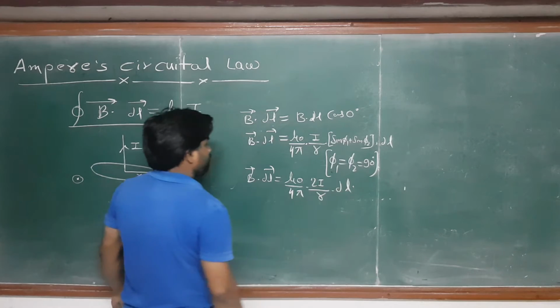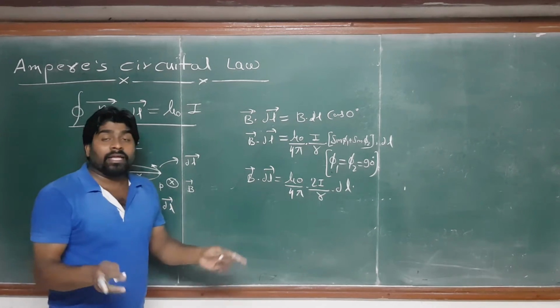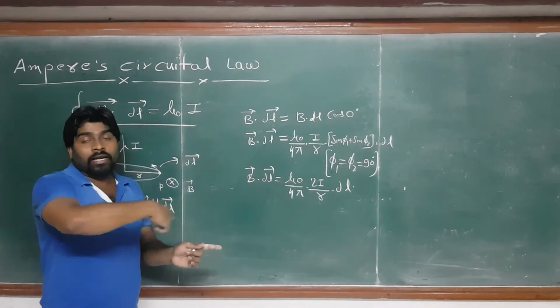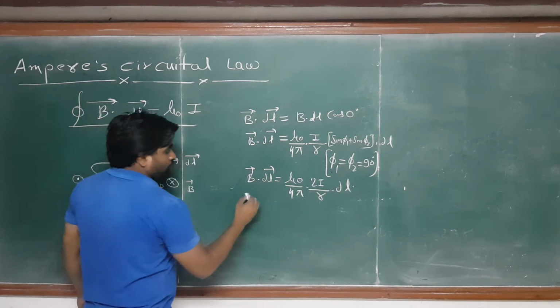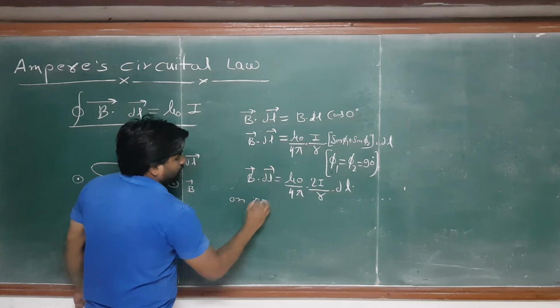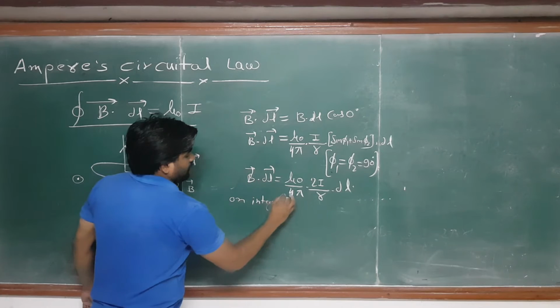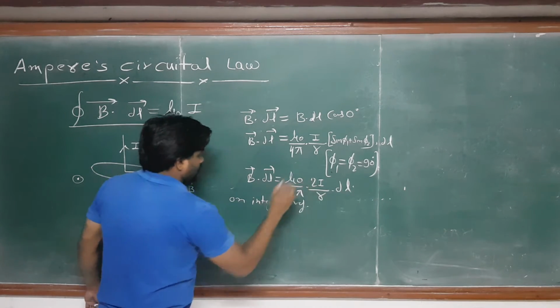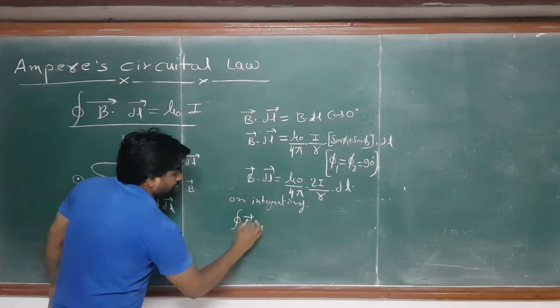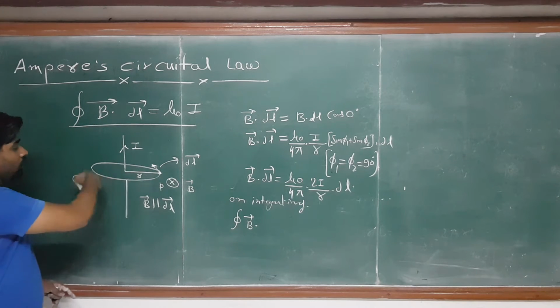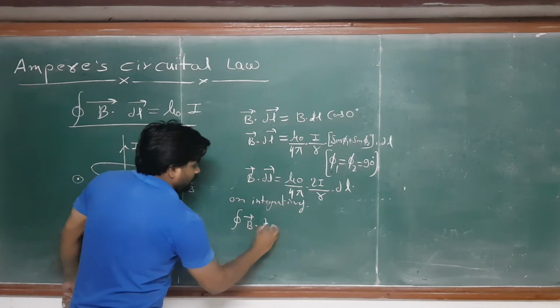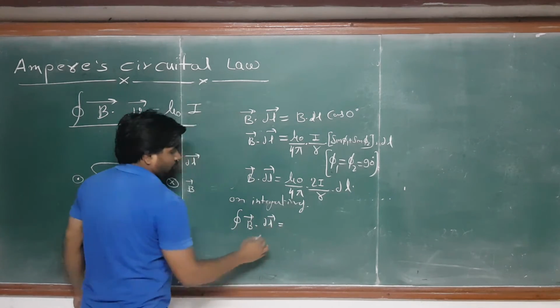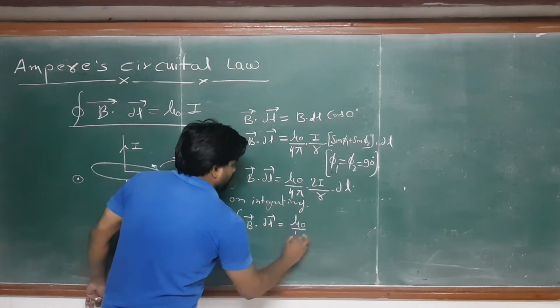And if you want to calculate the entire magnetic field, I have to integrate it, integrating to get the total. The line integration means we are adding all the elements. So the line integration of vector dL, with the product B, mu naught by 4 pi.